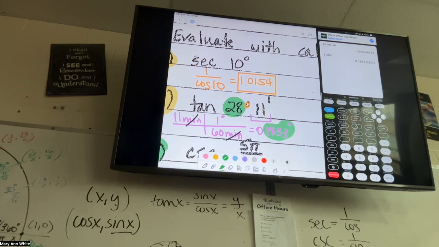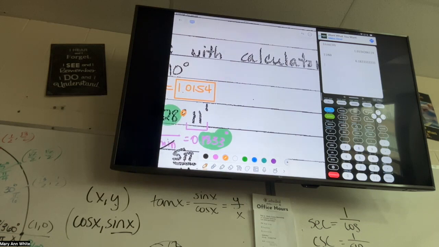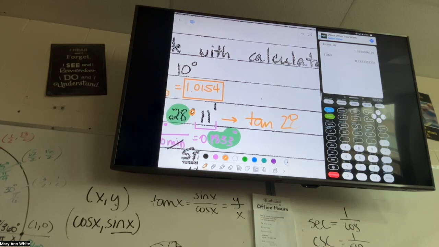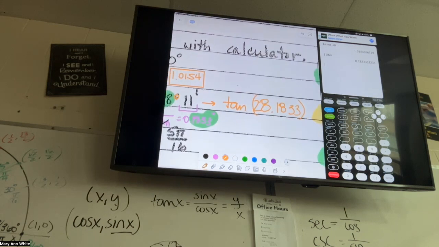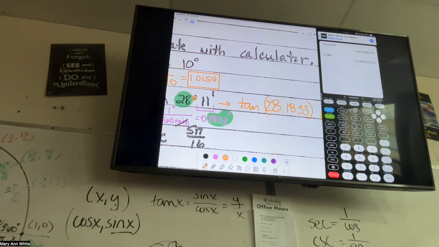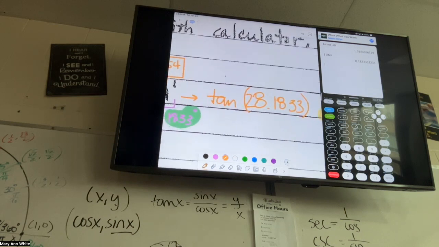And I'm going to do tangent of that. So we're going to put in the calculator tangent of 28.1833. Tangent 28.1833, enter, and I get 0.5358.